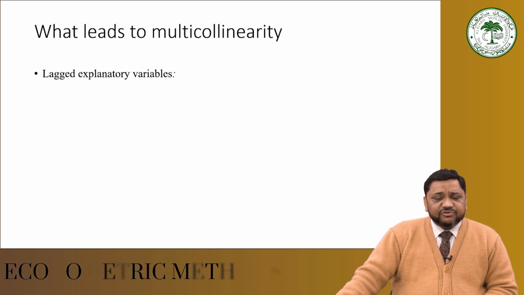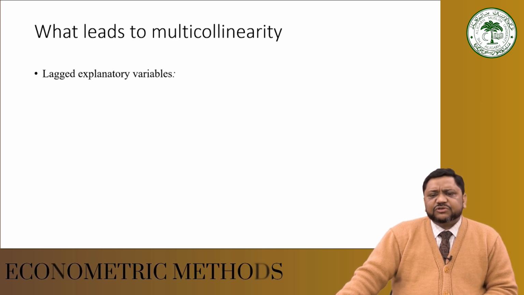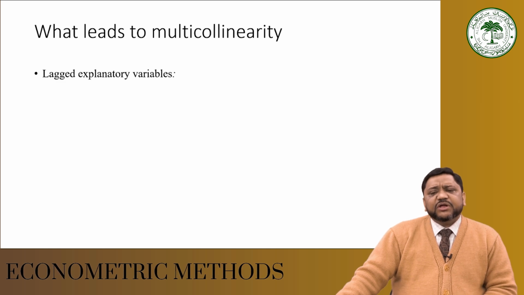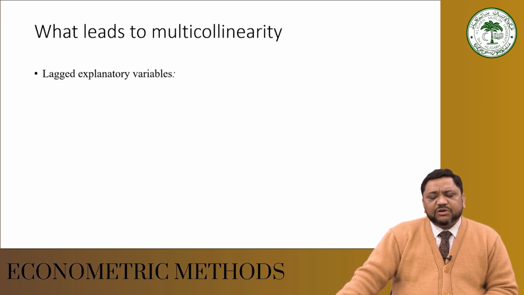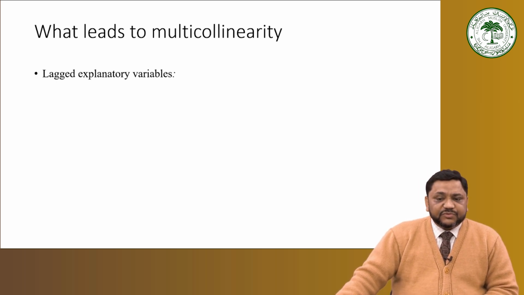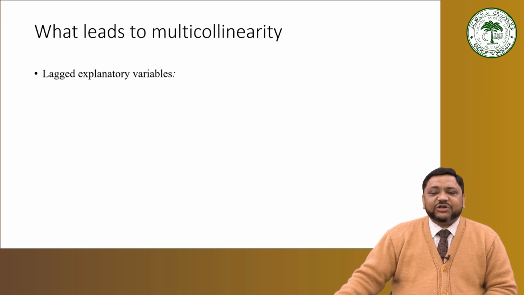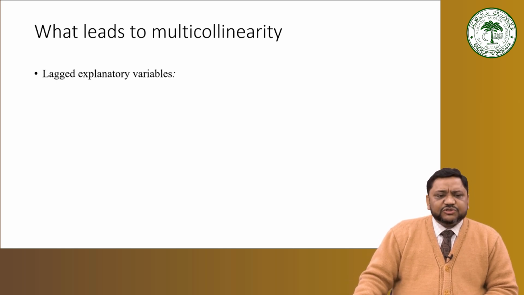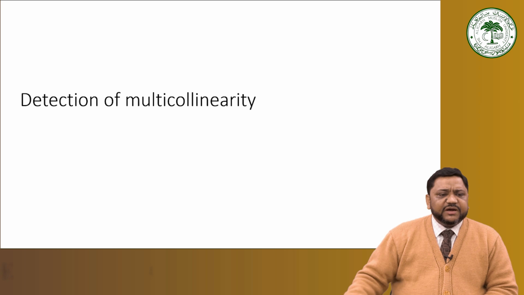Then the lagged explanatory variables, we have referred to it earlier also. So that is, multicollinearity may arise due to the use of lagged explanatory variables in the regression model. Say for example, to estimate consumption expenditure, past income may be included as a separate explanatory variable along with the present income. And so it is very natural to observe the correlation between past income and present income. So these types of things also lead to multicollinearity.